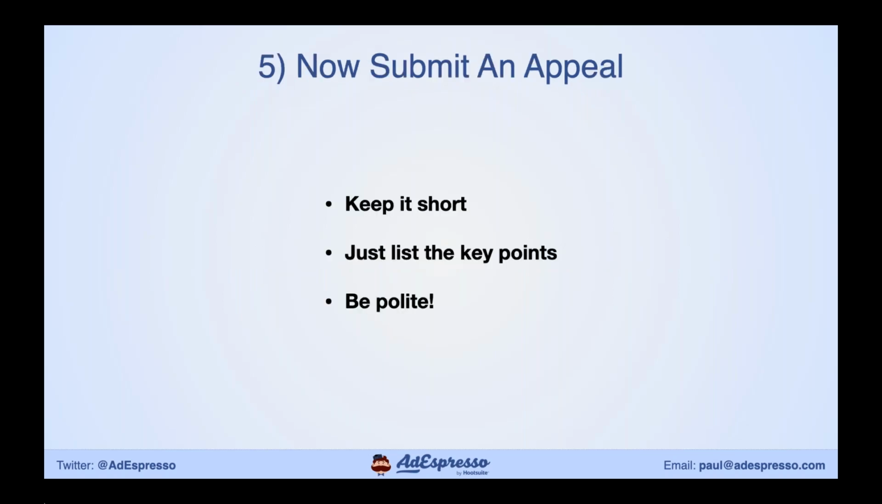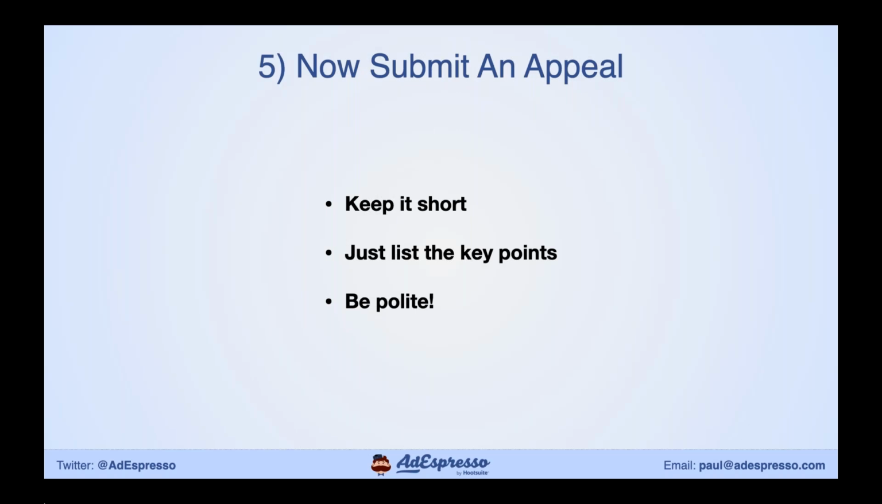Then the final step is to go and submit your appeal. 3 really basic points here. We keep it short. The account approval team are busy. If you start writing an essay, they're not going to read it all. You need to just stick to those key points there. What do you want to get across? Is that, yes, I was connected to this ad account. I shouldn't have been. I've removed it. It won't happen again. Sorry, that sort of thing.